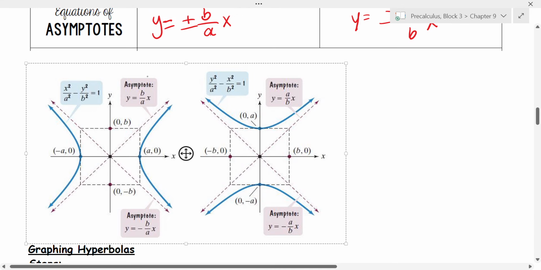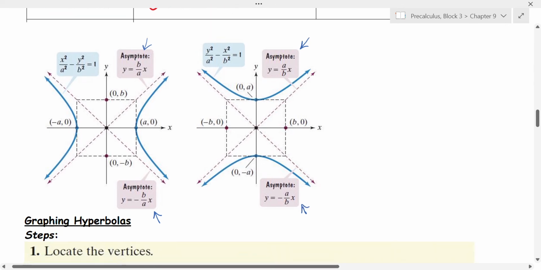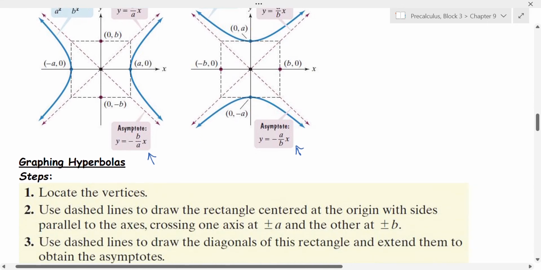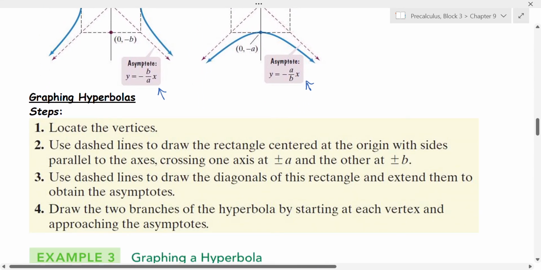So look at the asymptotes. There they are, the negative and the positive asymptote. Positive here, negative here. Positive and negative asymptotes. We need the lines to cross in both directions. So to graph a hyperbola, I've given you some steps here. First, you locate the vertices.